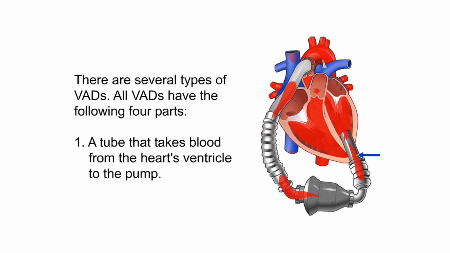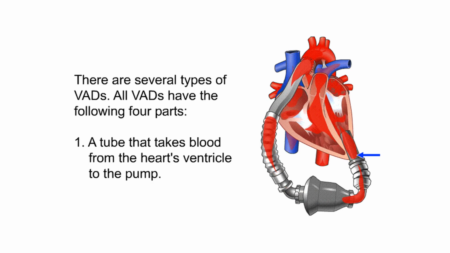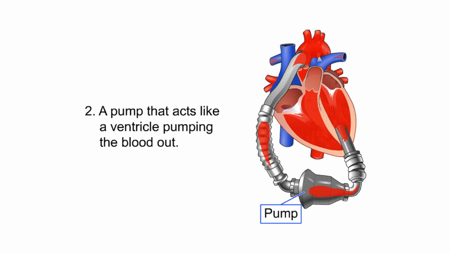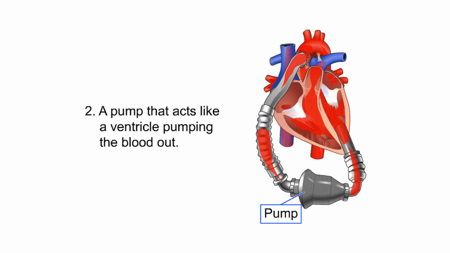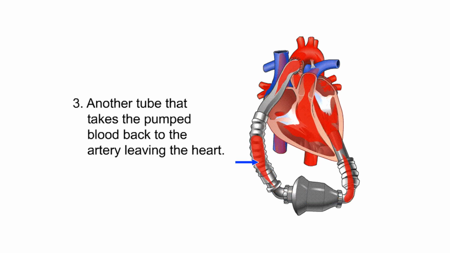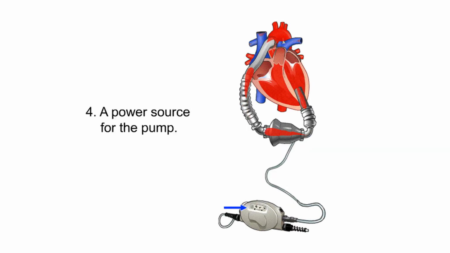There are several types of VADs. All VADs have the following four parts. 1. A tube that takes blood from the heart's ventricle to the pump. 2. A pump that acts like a ventricle pumping the blood out. 3. Another tube that takes the pumped blood back to the artery leaving the heart. 4. A power source for the pump.